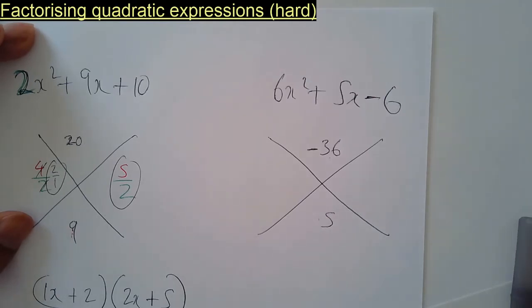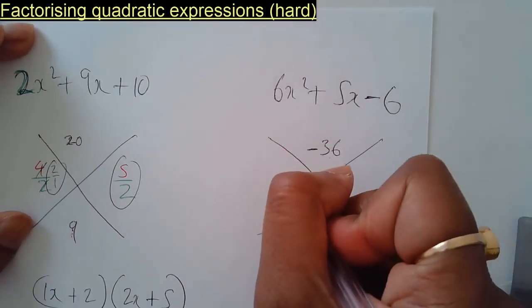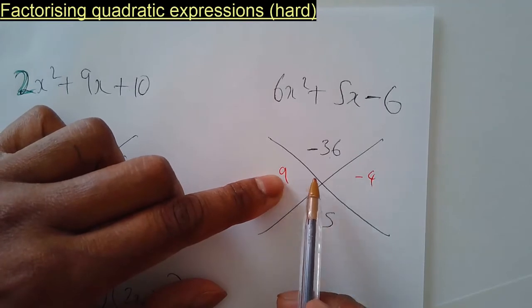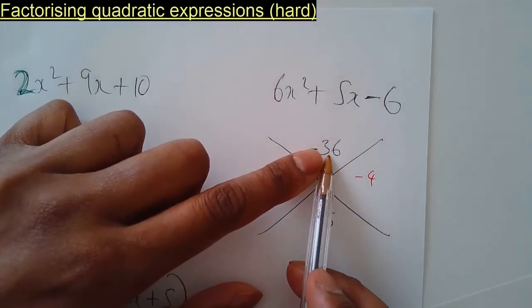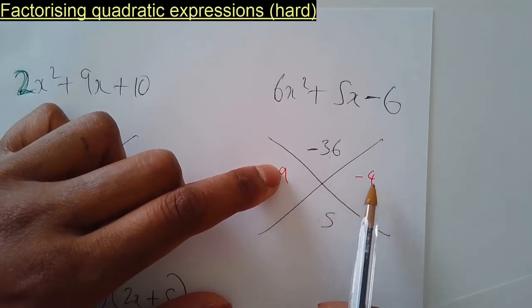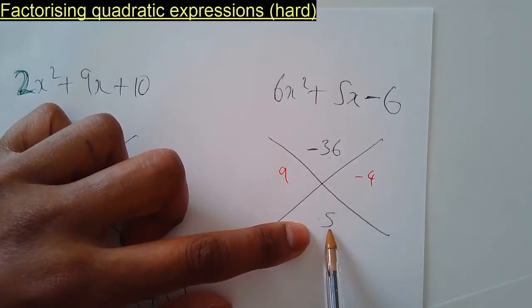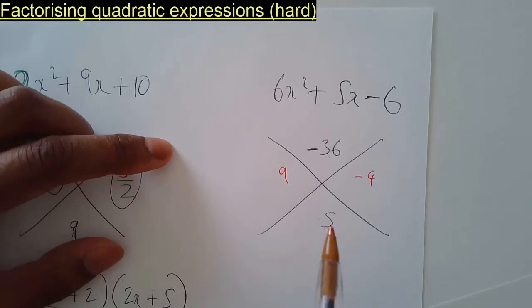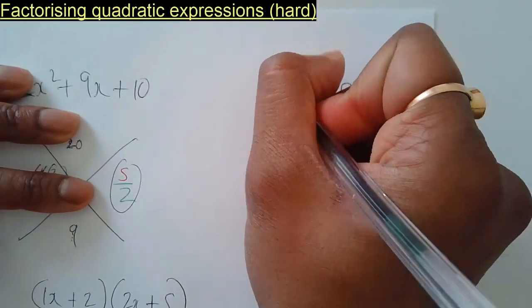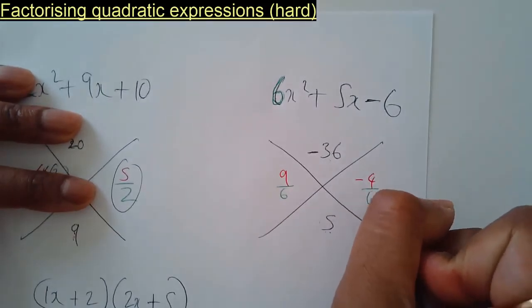Try 9 and minus 4. You need to check this out. 9 times negative 4 is negative 36. Works over there. But look, 9 add minus 4, or 9 take away 4. Is that 5? Yes, it works, so we'll keep that. Now look at this number that was bothering you, the 6 in front of the x squared. Bring it down over here and here.